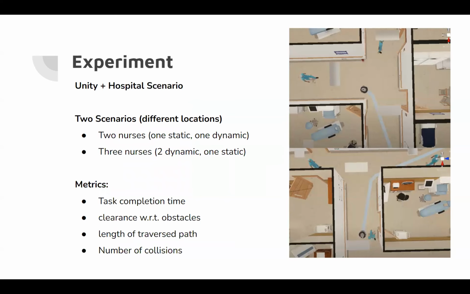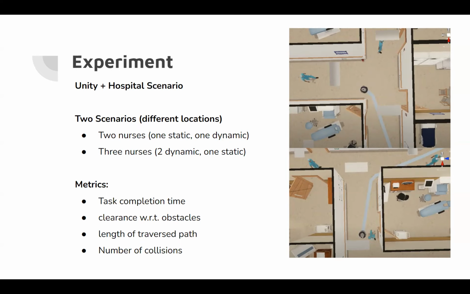In the experiment involving Unity and the hospital scenario, we explored the performance of our proposed algorithm in collision avoidance using different scenarios and nurse configurations. We had two scenarios with different locations. In the first scenario, we have one static nurse and one male nurse with a set trajectory. In the second scenario, we have two dynamic nurses and one static nurse.